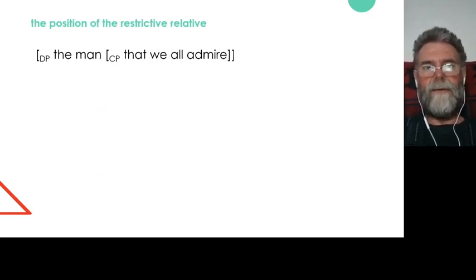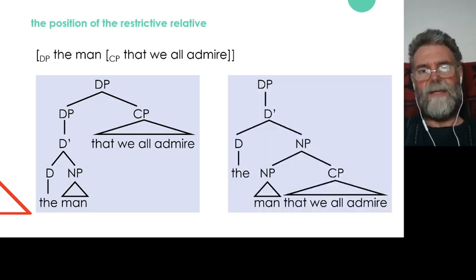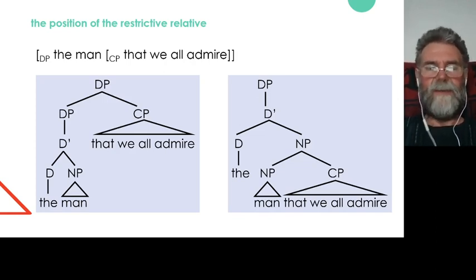Okay, let's move now on to look at the position of the restrictive relative clause. Once again, we see that they come inside DPs, and therefore we have the same choice. We could claim that they are, like the non-restrictive relative clauses, adjoined high up in the structure and onto the DP, or further down inside the DP, adjoined to the noun phrase. Again, it's hard to see just by looking at it which one of these is correct, so we need to look at some evidence.